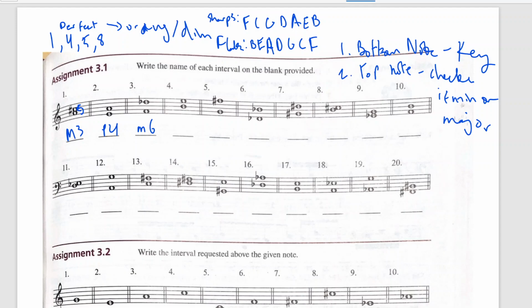For this one, alright, I'm going to speed run through the majority of these. This does mean you have to have a good understanding of key signatures and how to find them very quickly.